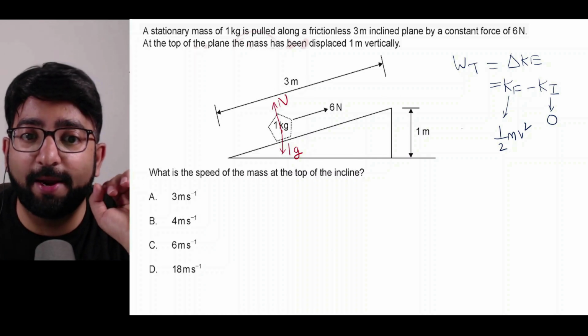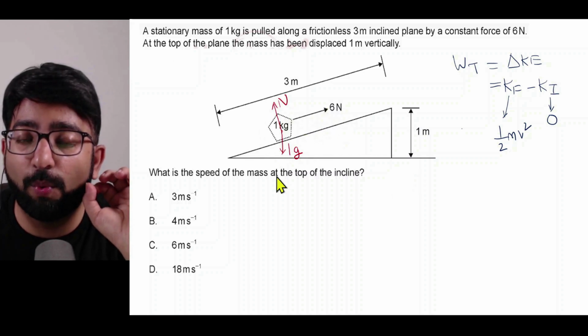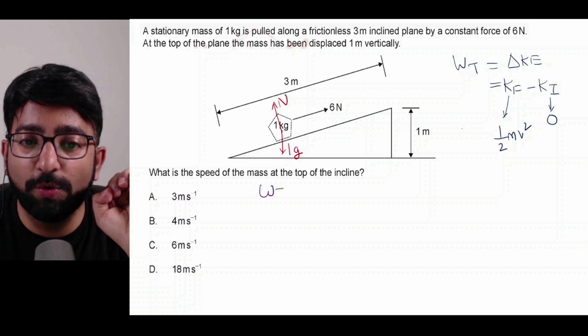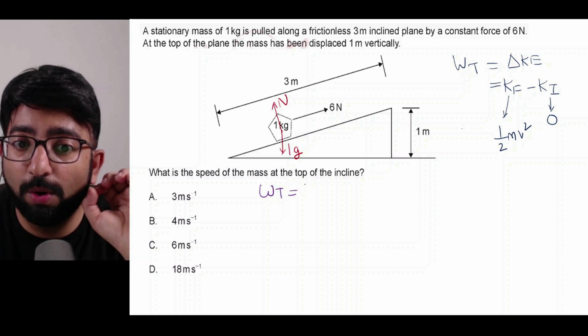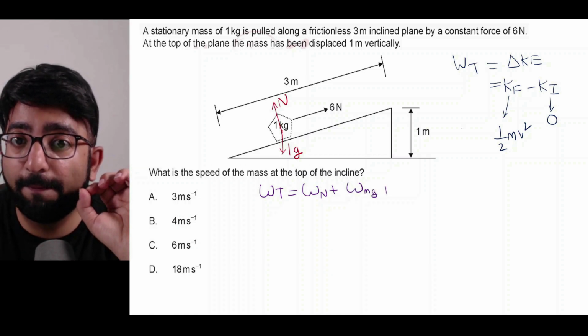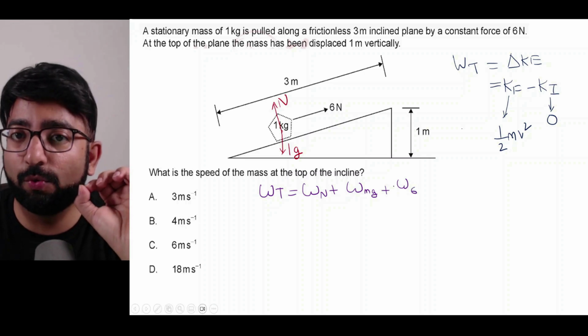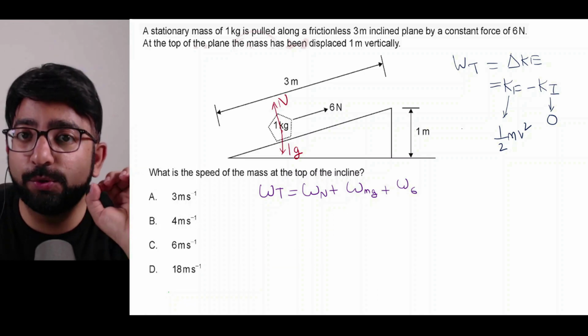So now let us try to figure out the total work done. There are three forces acting on the object. We have the normal reaction, we have the applied force, and 1g. So let's write down the total work done will be equal to work done by the normal reaction plus work done by the gravitational force, let's write mg, plus work done by the applied force of 6 newtons. This is the total work done. So let us find individual work done.